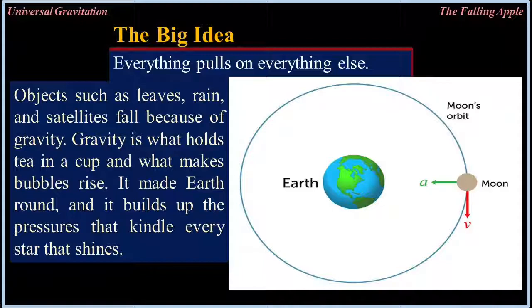The big idea: everything pulls on everything else. Objects such as leaves, rain, and satellites fall because of gravity. Gravity is what holds tea in a cup and what makes bubbles rise. It made Earth round, and it builds up the pressures that kindle every star that shines.